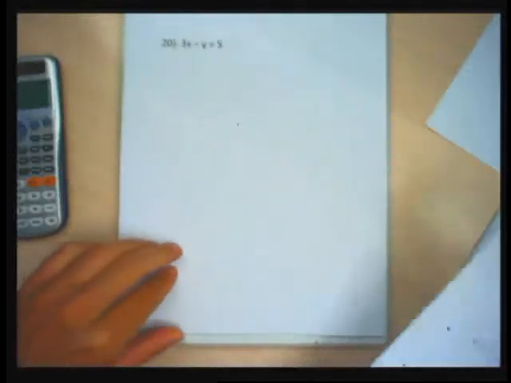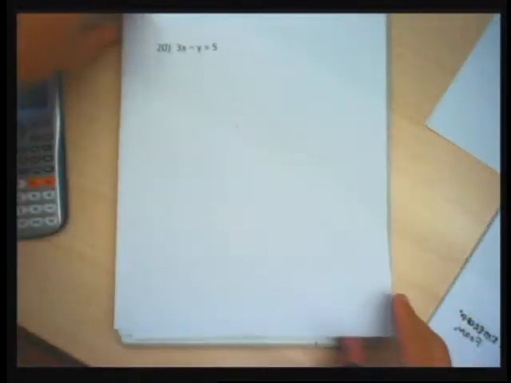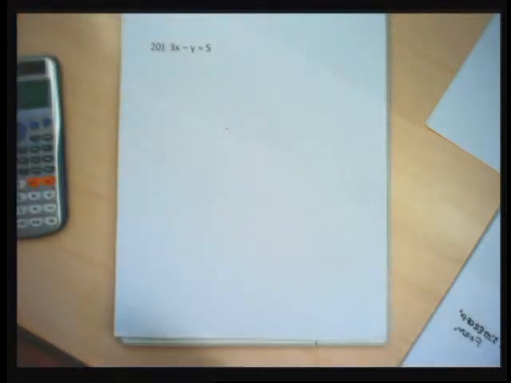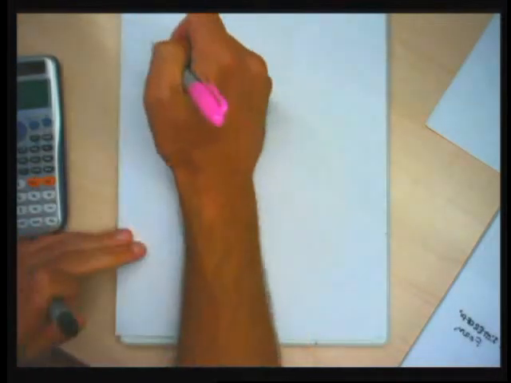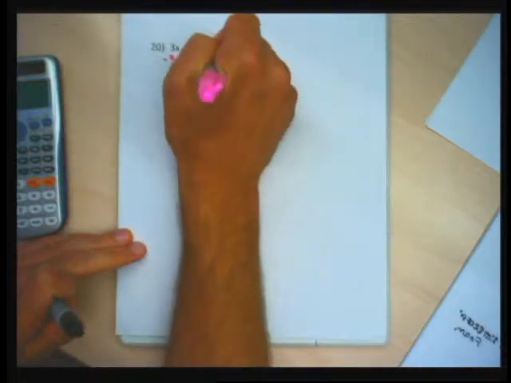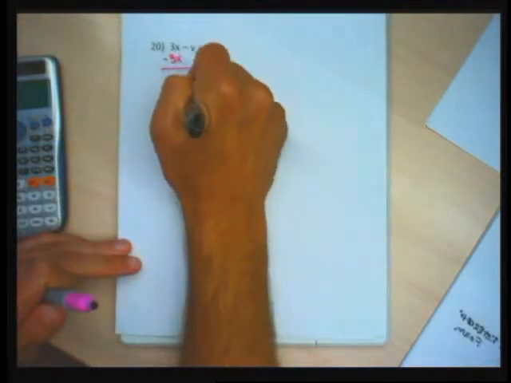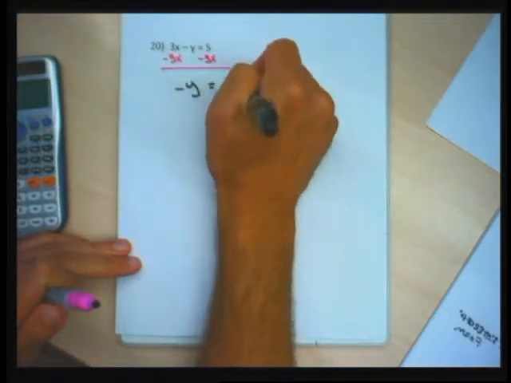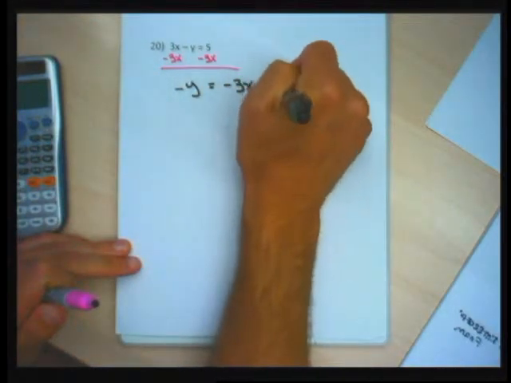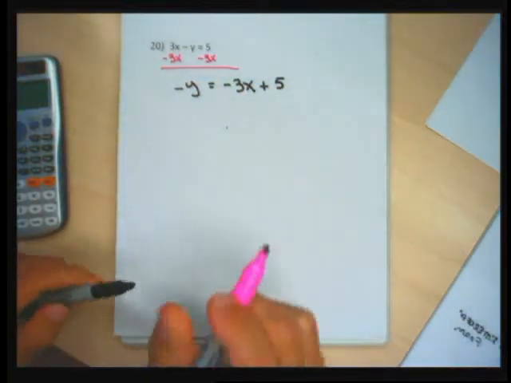So I'm going to do the same thing for 20. It's going to be way tougher because of the negative. So I'm going to solve this for y to get it in slope-intercept form. First step, algebra. Minus 3x from both sides. And that gives me minus y equals minus 3x plus 5. That's not solved enough for y because it's solved for negative y.